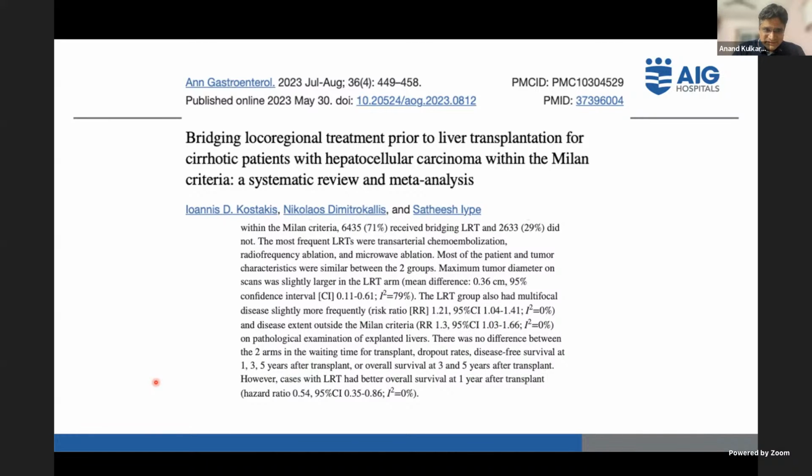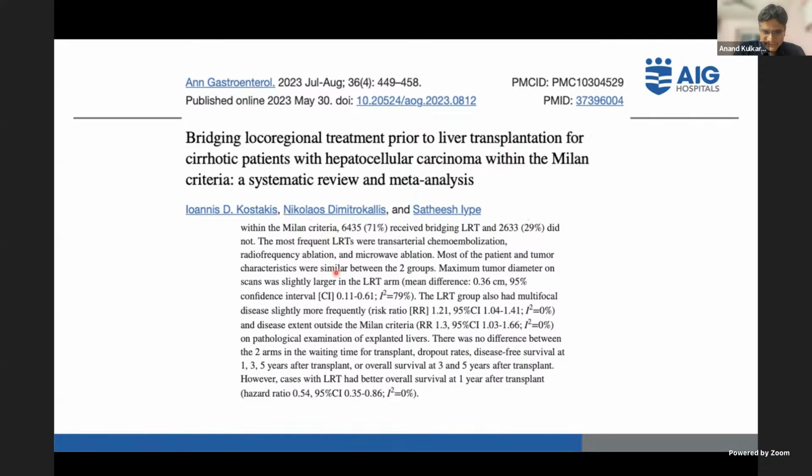This was a study published in Annals of Gastroenterology 2023, on bridging loco-regional treatment prior to LT for cirrhotic patients who are within Milan's criteria. It's a systematic review and meta-analysis. They included more than 26 retrospective studies. And 71% had received loco-regional therapy compared to 29% who did not receive loco-regional therapy.